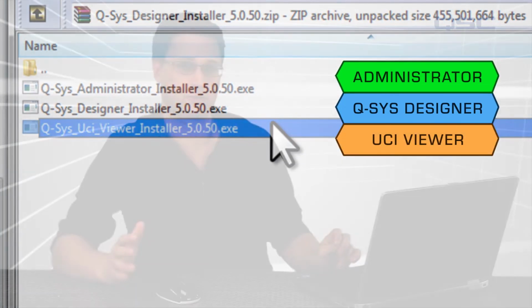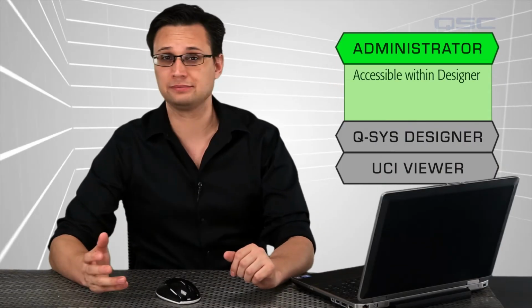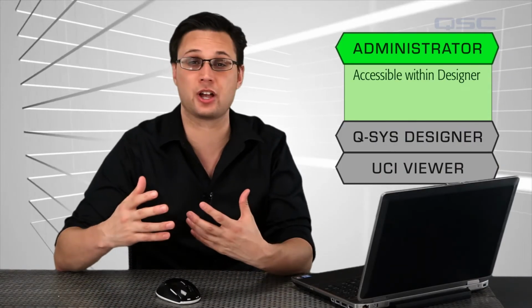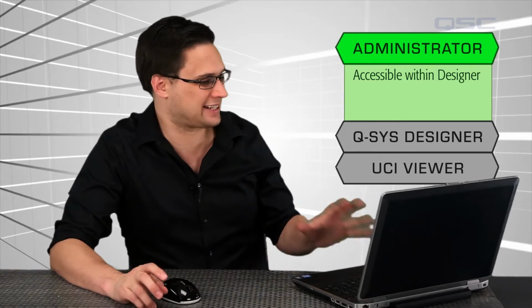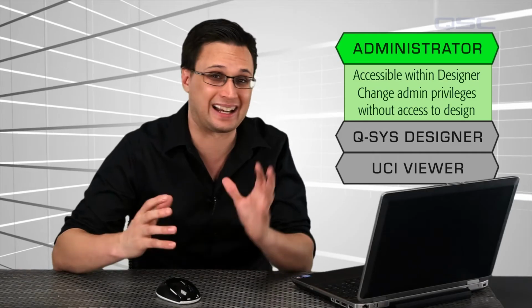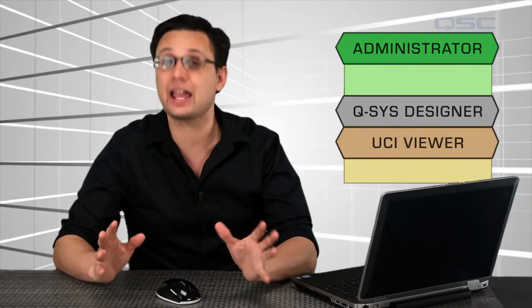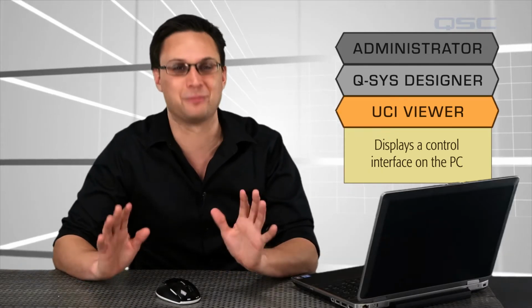The Administrator Tool is also accessible within the Q-SYS Designer Software, but if you wanted someone to be able to adjust administrator settings without accessing the architecture of the design, you could install the administrator on their system rather than the Q-SYS Designer. The UCI Viewer Tool, on the other hand, will allow your PC to display a control interface that's part of the design. These will both make more sense once you're more familiar with the software.